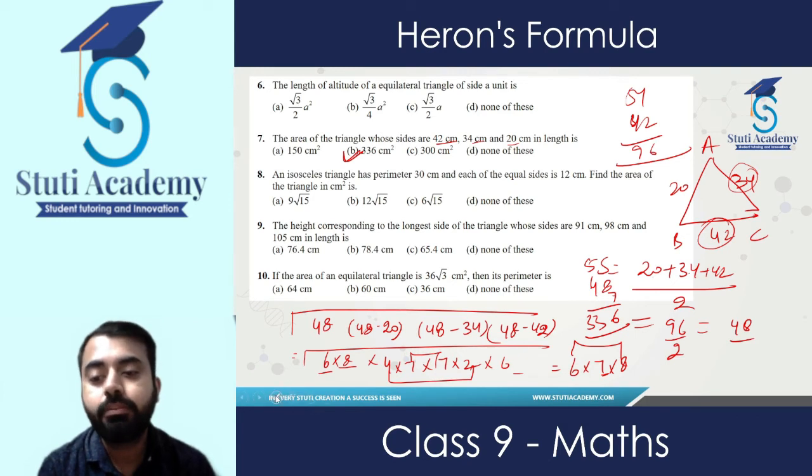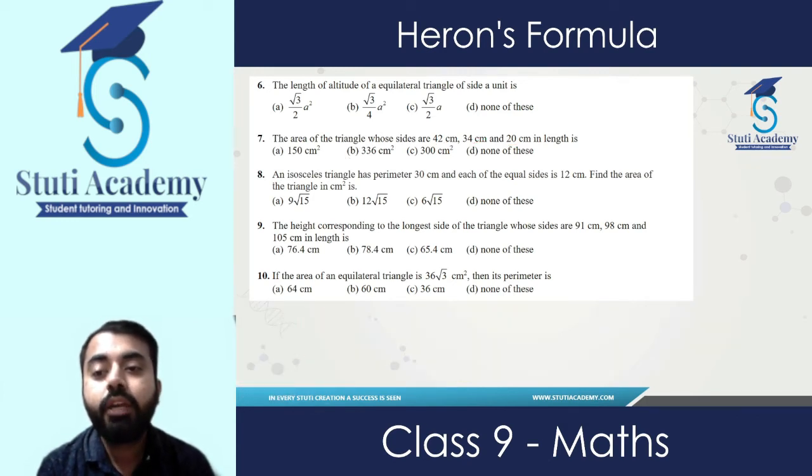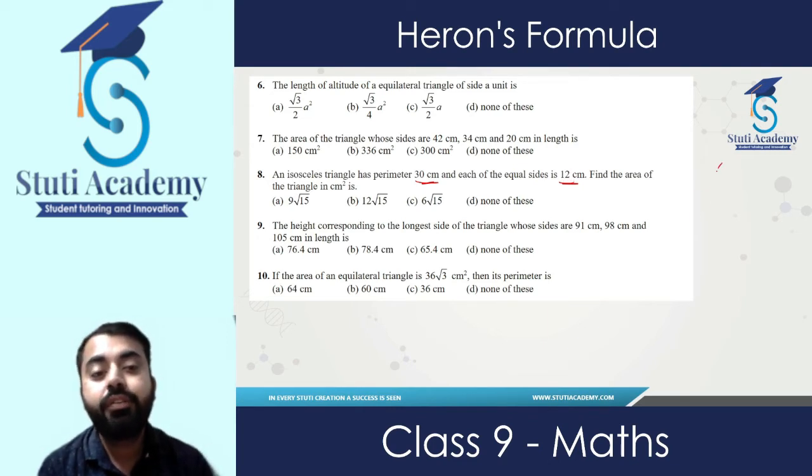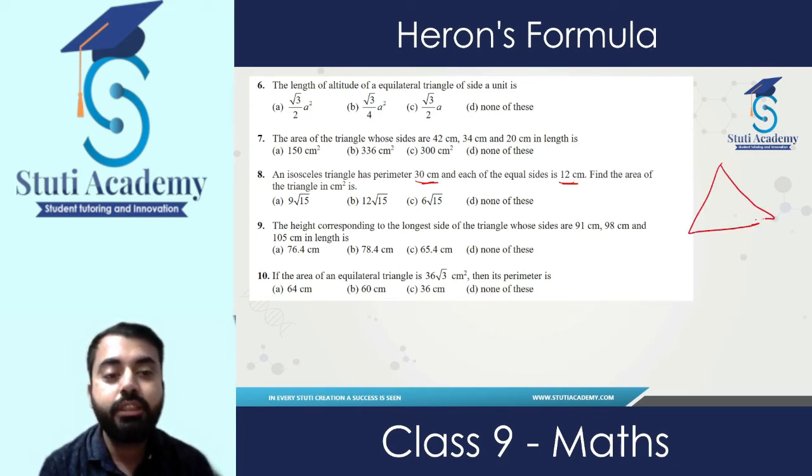So, next case. I have this. In an isosceles triangle, the perimeter is 30 centimeter and each equal side is 12 centimeter. Find the area of the triangle. See, I have an isosceles triangle. Its equal sides are 12 and 12 and its perimeter is 30. 12 and 12 are what? 24. 30 minus 24 gives the third side, 6. I have to find its area.